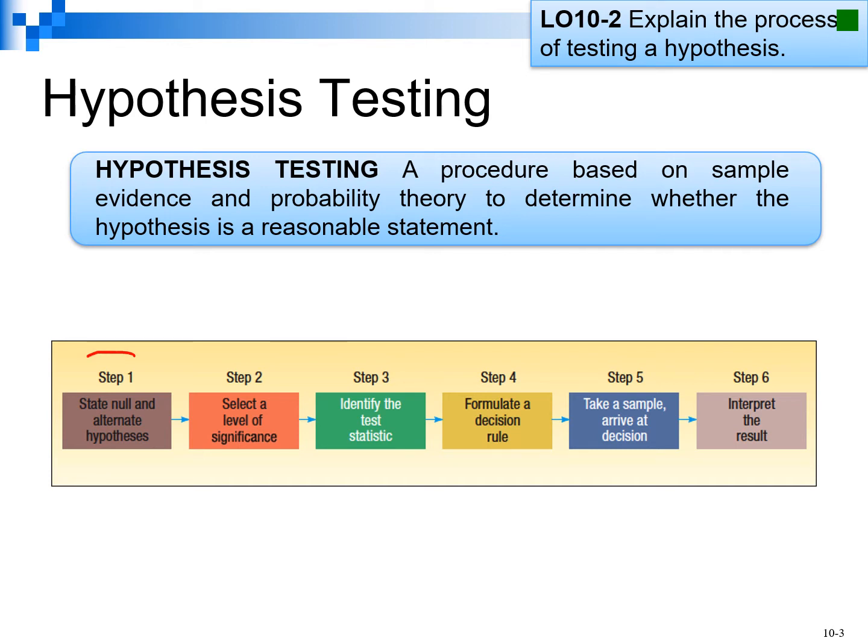You'll notice the first step we're going to talk about is the null and alternate hypothesis. Then we'll talk about selecting a level of significance, which later on we're going to refer to as an alpha level. The next step is to identify the test statistic, so you've got to identify what you're going to be sampling. Then you'll have the decision rule, which is going to be related back to this alpha level, by the way.